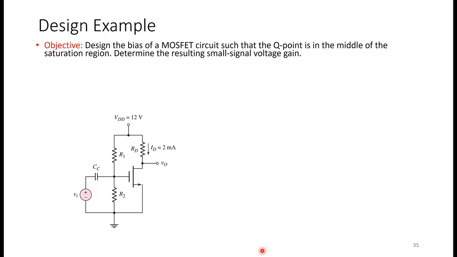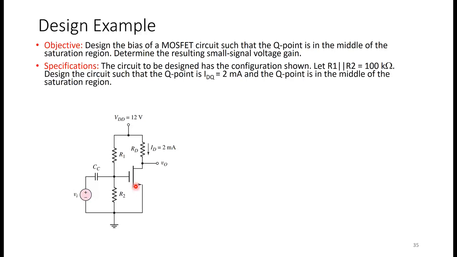Now let's design a bias of a MOSFET circuit such that the Q point of this circuit is in the middle of the saturation region, and we want to determine the resulting small signal voltage gain if we design the Q point in the middle of the saturation region. The specification is that the circuit to be designed has this configuration.